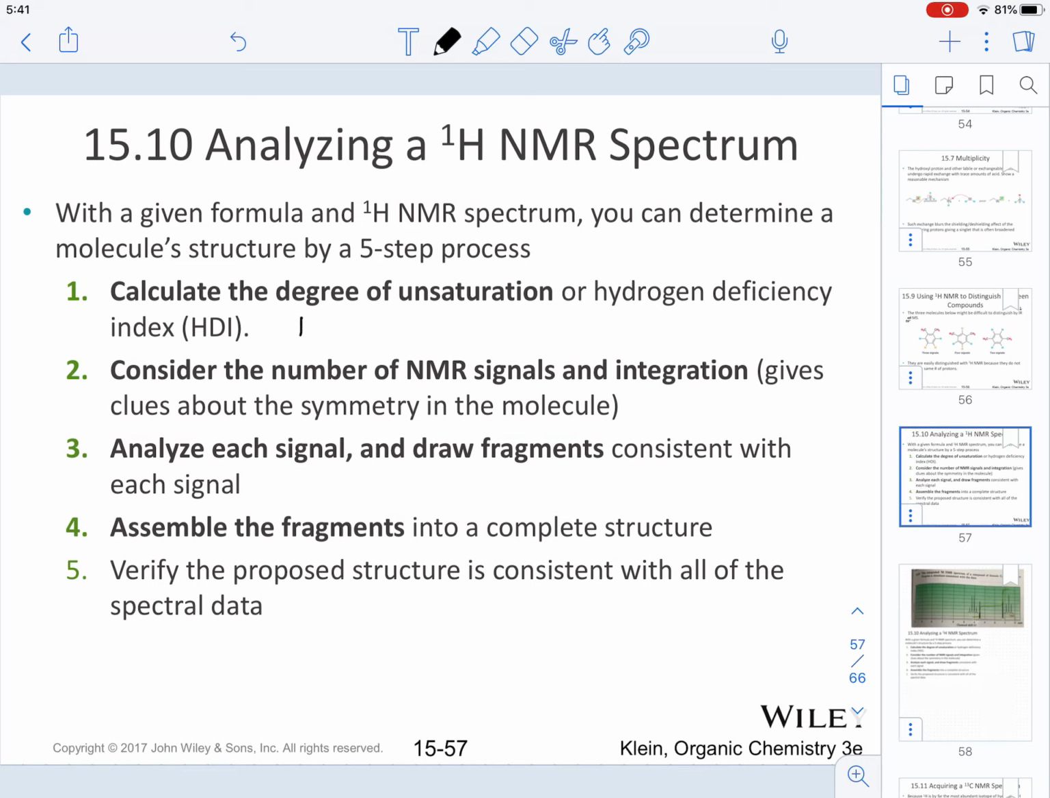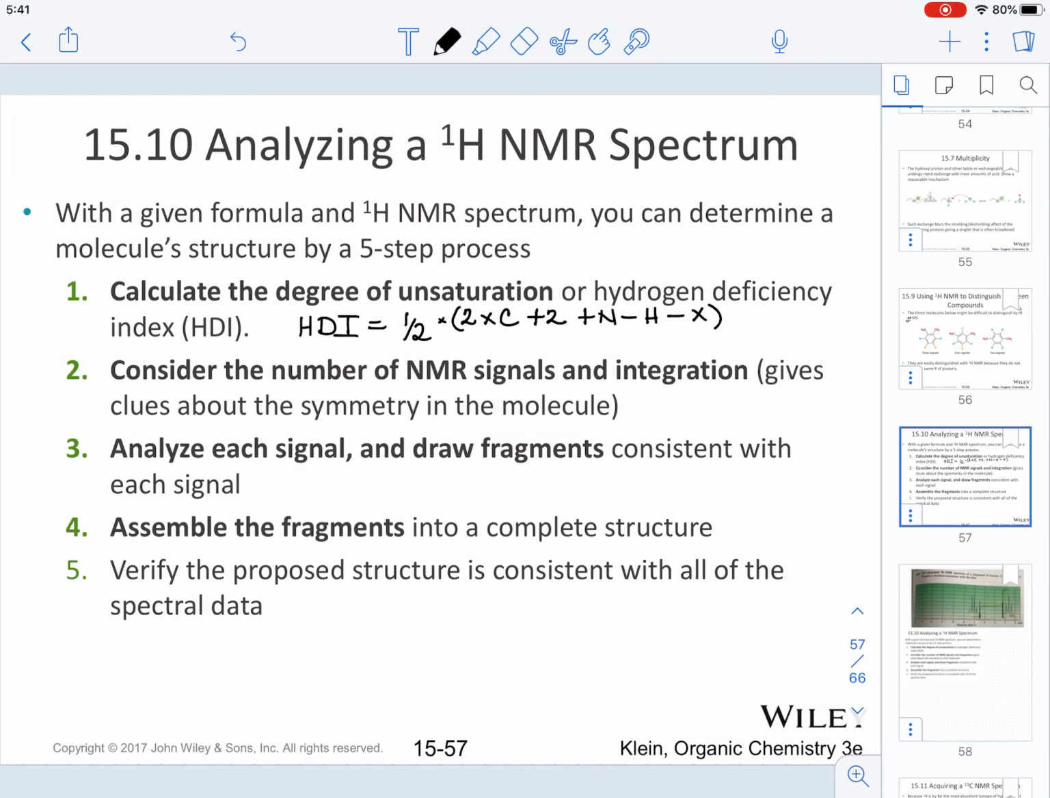So if we're trying to calculate the HDI, it equals half of 2 times carbon plus 2 plus nitrogen minus the hydrogens in our chemical formula minus the halogens, okay? So you can see X is for the halogens, N is for the nitrogens.